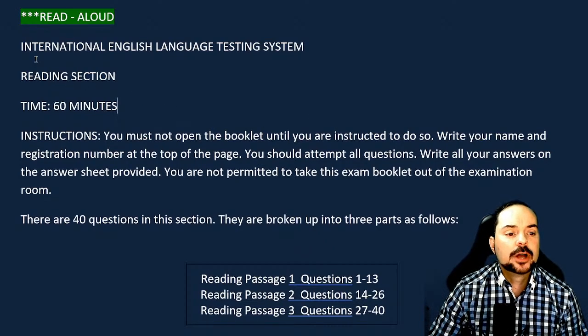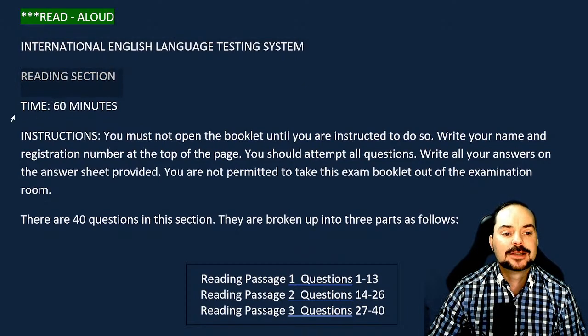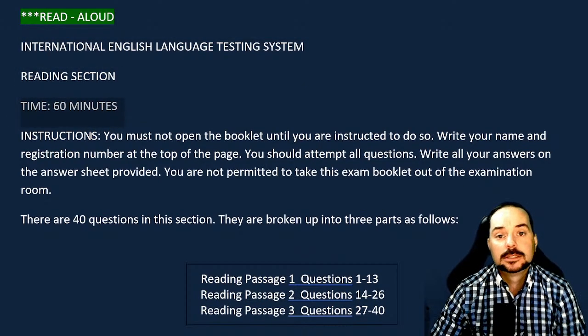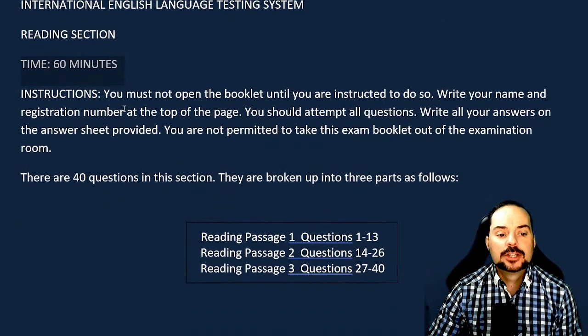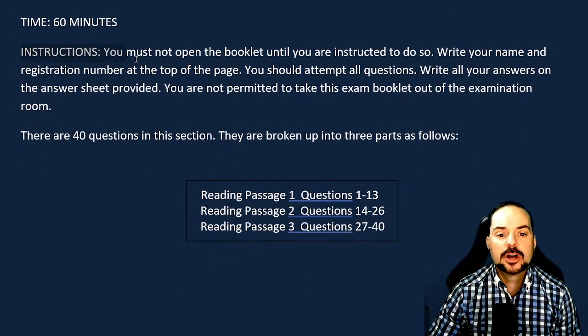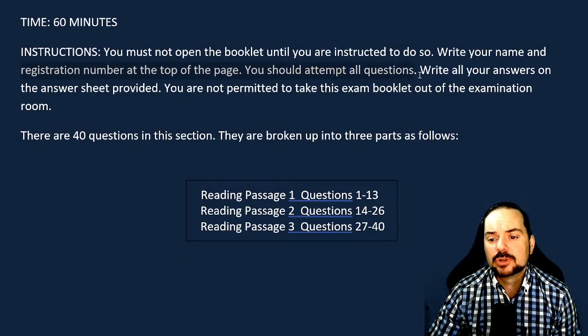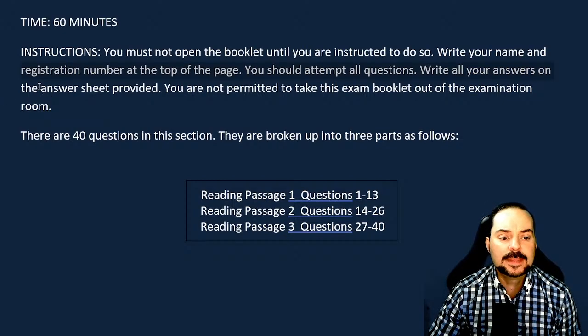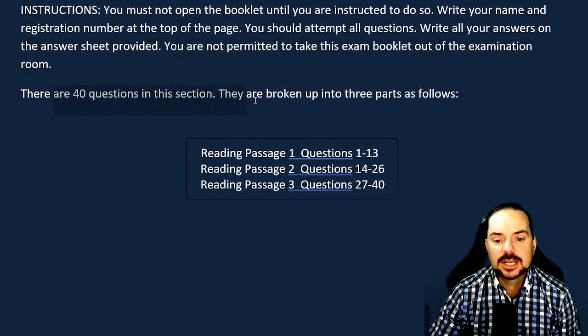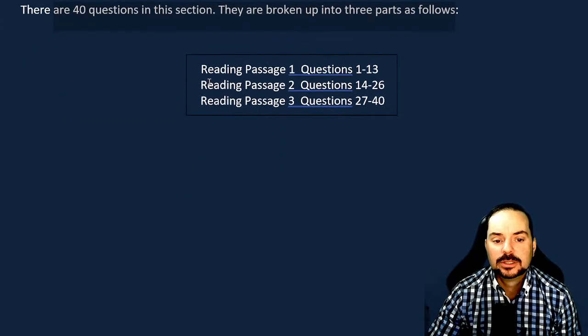All right, so reading section, read with me. International English Language Testing System, reading section, time, 60 minutes. You have 20 minutes for each passage. Instructions. You must not open the booklet until you are instructed to do so. Write your name and registration number at the top of the page. You should attempt all questions. Write all your answers on the answer sheet provided. You are not permitted to take this exam booklet out of the examination room. There are 40 questions in this section. They are broken up into 3 parts. Reading passage 1, 2, and 3.